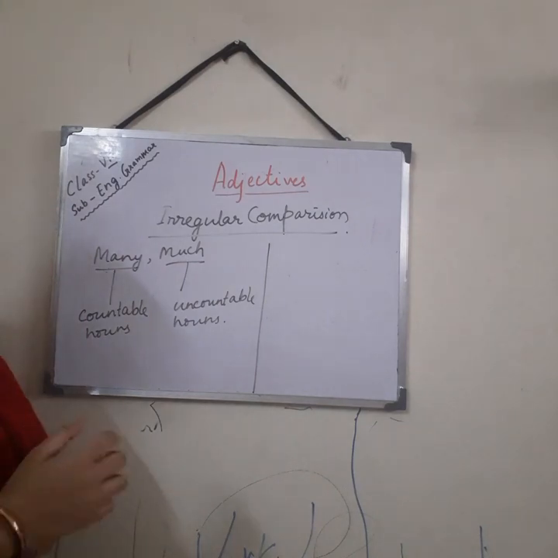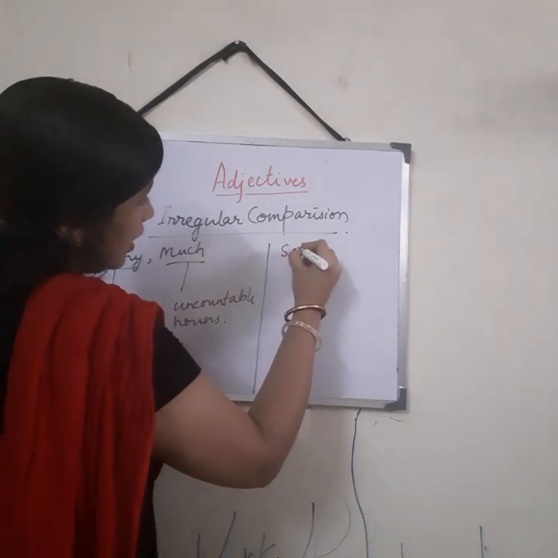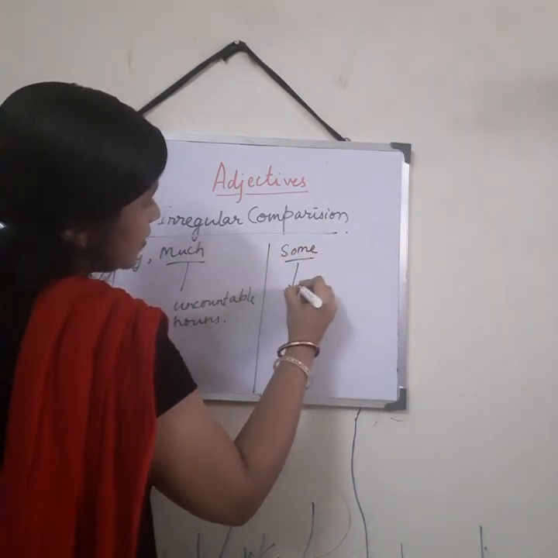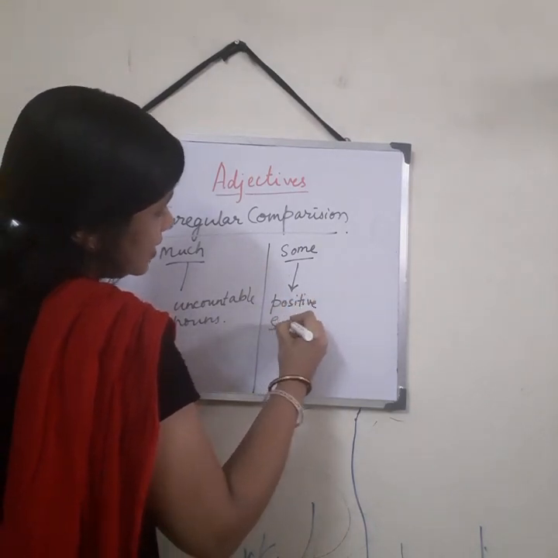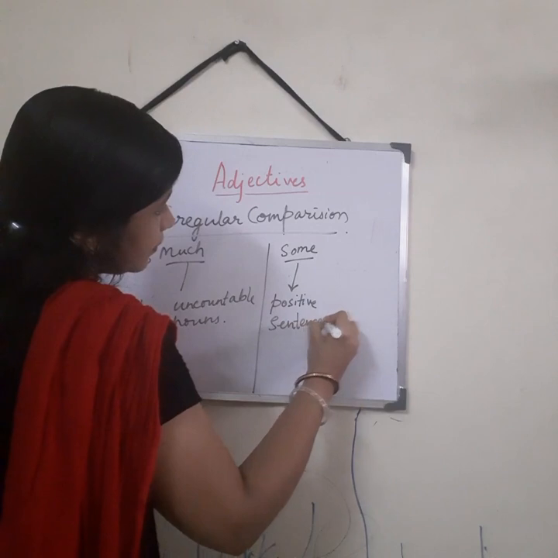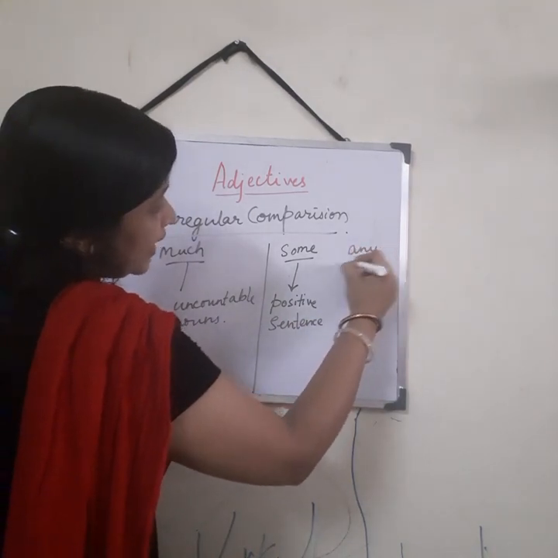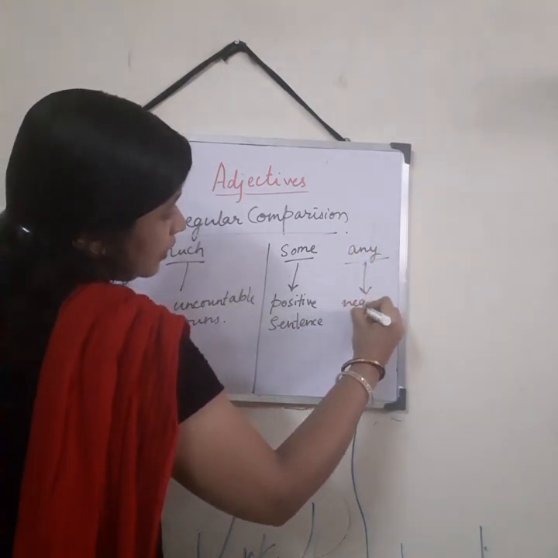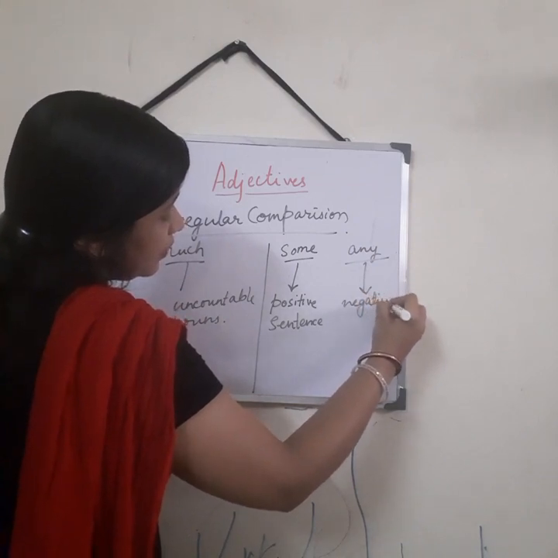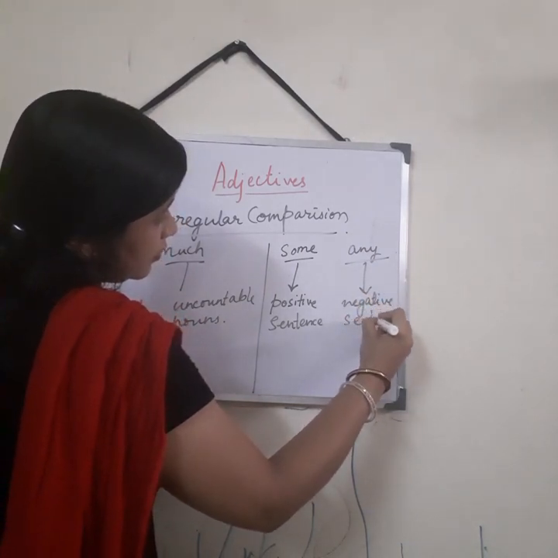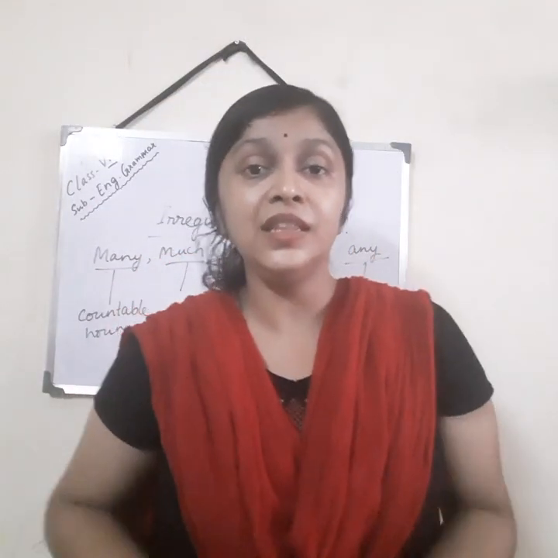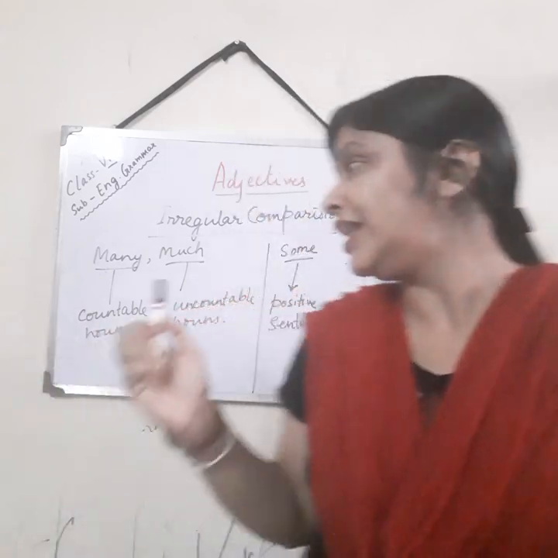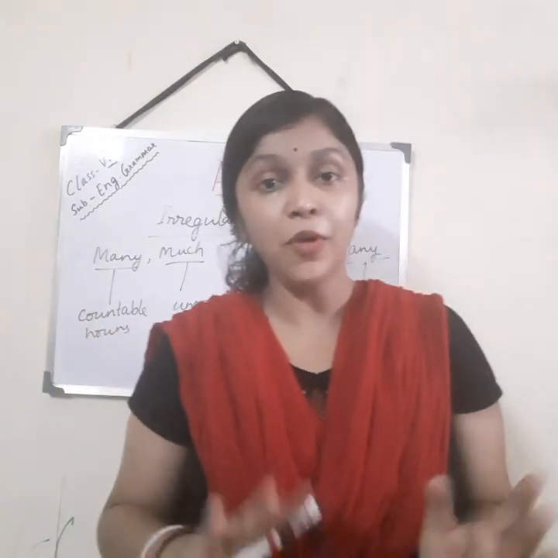Then come to some and any. Some is used in positive sentences. You have to understand the context of the sentence. So if I say there is some sugar left in the jar. There is some sugar left in the jar. Then it is a positive sentence.